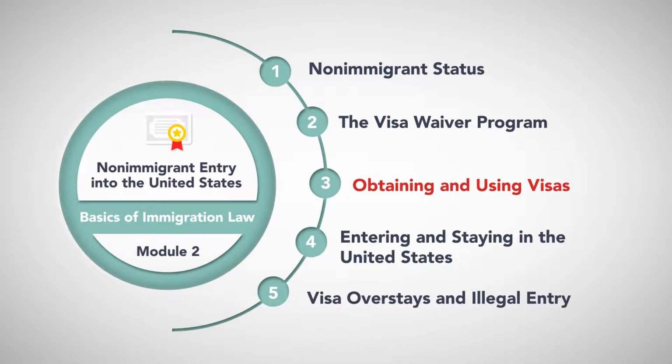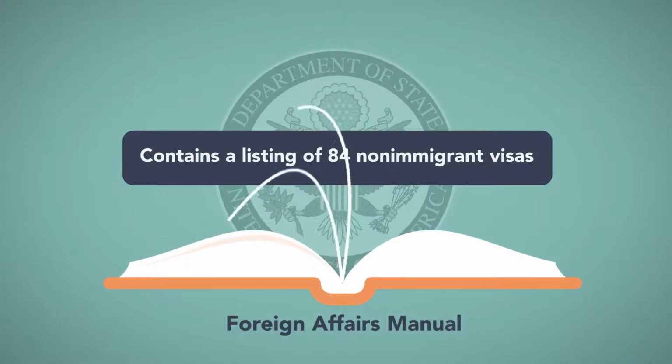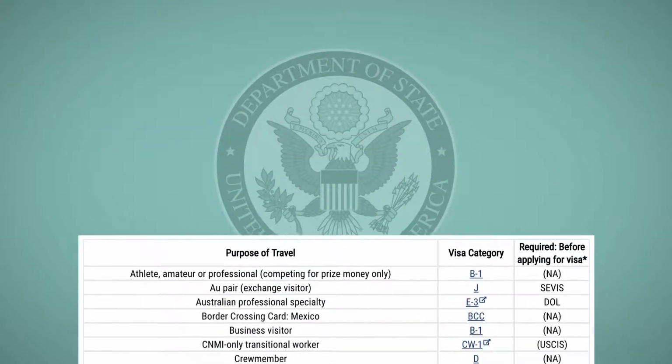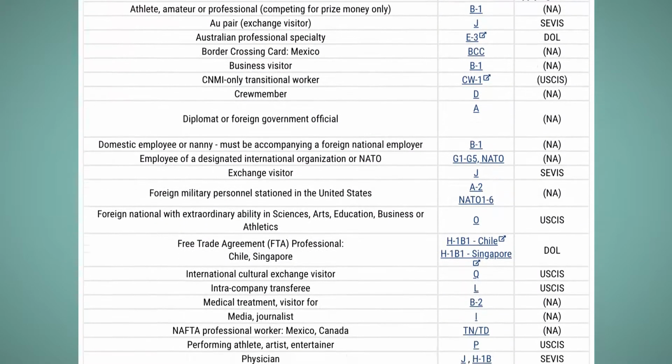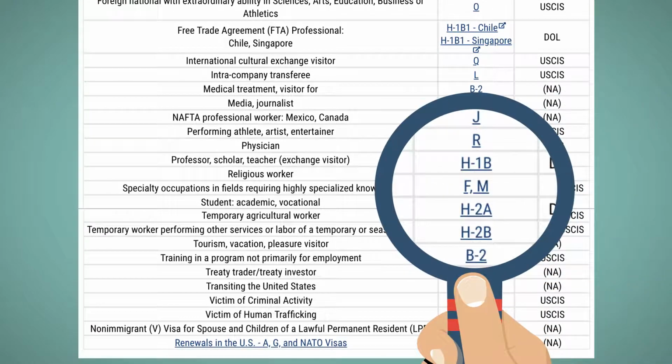Obtaining and using visas. The State Department's Foreign Affairs Manual contains a listing of 84 non-immigrant visas. A system of alphanumeric codes or symbols categorizes the visas by class of visitor, with specific visa types under each class. The symbol begins with a letter for the class, with additional numbers and letters to further describe types of visas available for the class.